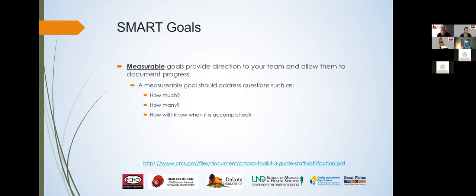All goals must be measurable. In order to hold yourself and your team accountable, you need to make sure that it's measurable. So it helps provide direction and allow them to document progress. If you put a system in place and you're not measuring to see if it's beneficial or not, then it's kind of irrelevant. You need to make sure that it is successful. So how much or how many, how will you know when your project or your plan is accomplished? Next slide.